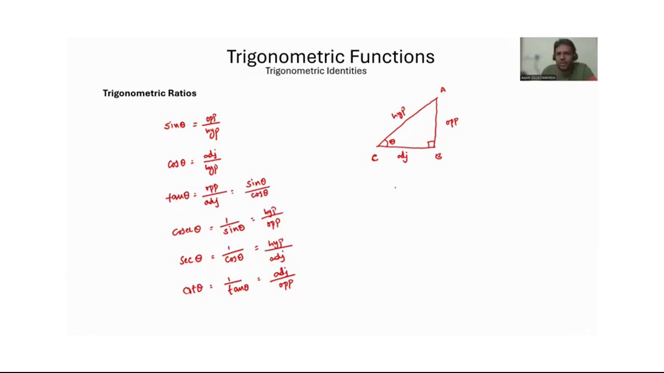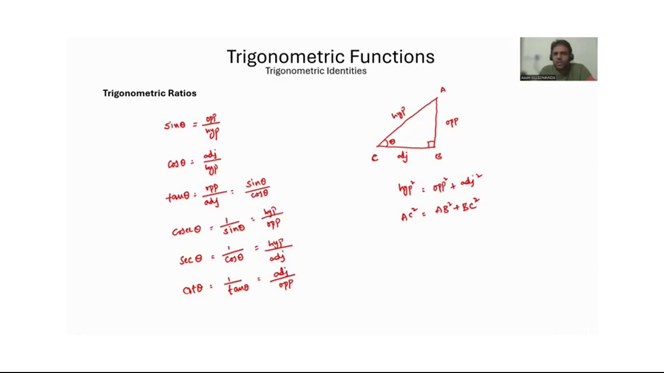And also in our previous classes, we learned about the Pythagoras theorem, right? So what is the Pythagoras theorem? The hypotenuse square is equal to the sum of the squares of the other two sides in a right angle triangle. So hypotenuse square equals opposite side square plus adjacent side square, or we can write this as AC square equals AB square plus BC square. So these are the basics of trigonometry that we have learned in our previous classes, right?